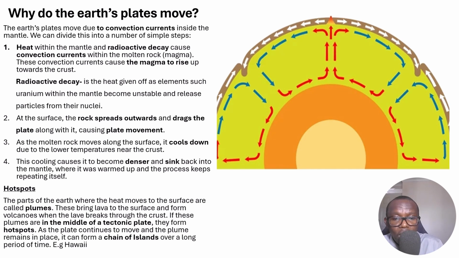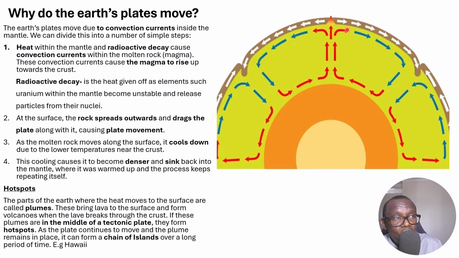Now, just for the purpose of our knowledge, radioactive decay is the heat that is given off as elements such as uranium within the mantle become unstable and release particles from their nuclei. Okay, so if we look at this diagram here, we can see that as that heat is being transferred through the mantle and through the convection currents, the magma rises up to the surface. So it gets up to the crust here. And when it gets up to the crust, that is when we have step 2. And that is where the magma will spread out along the surface.